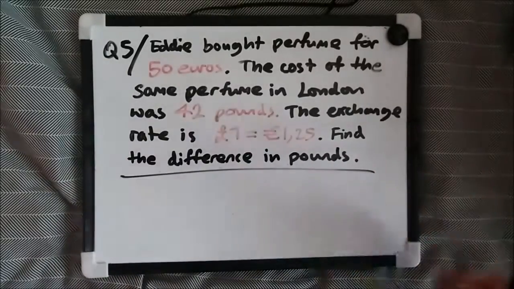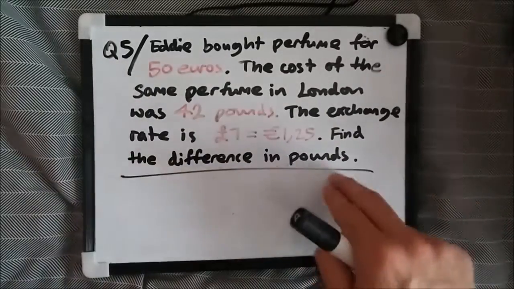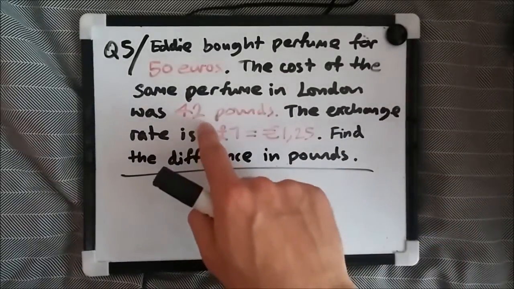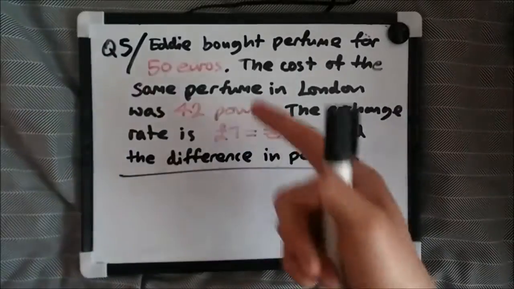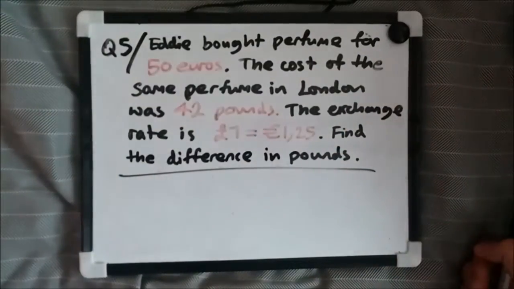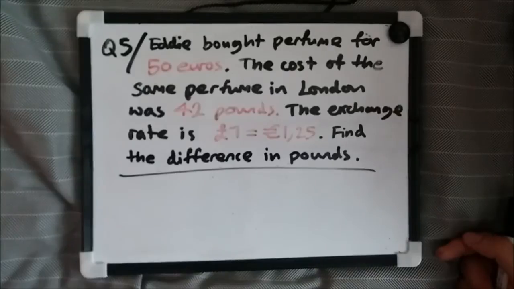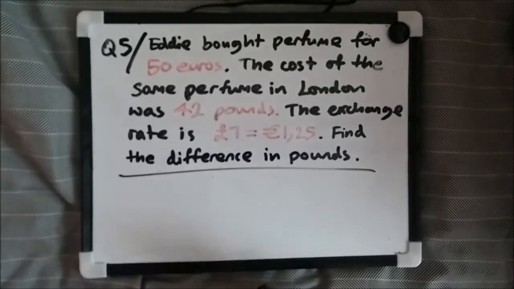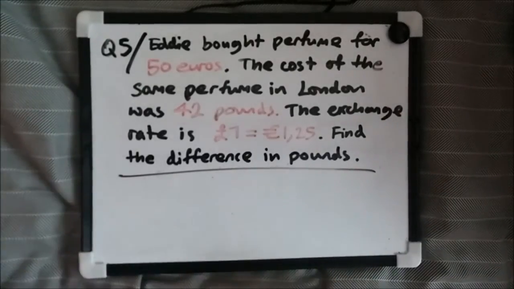Anyway, who cares? In this part, we need to find the difference in pounds. In other words, the difference between this £42 and this 50 euros. So the cost in Italy is 50 euros and the cost in London is £42. We just want to see what is the true difference. Okay, so first things first, we need to convert 50 euros.